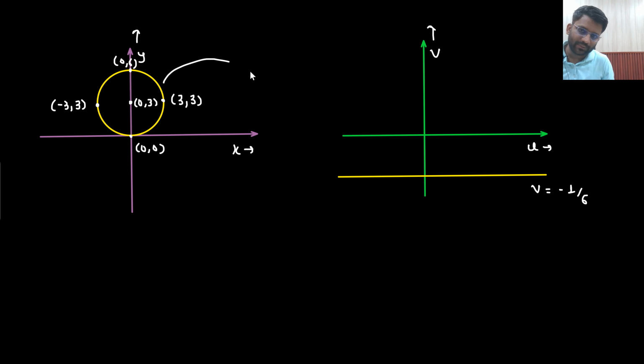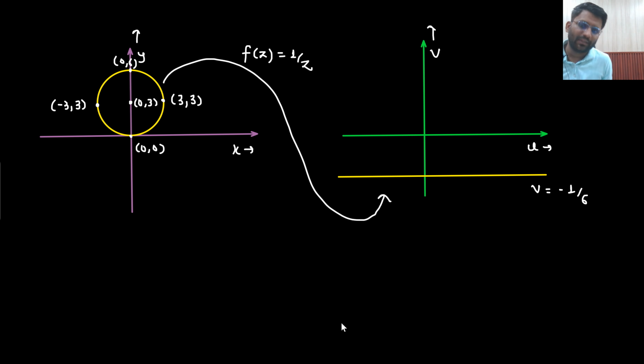So this circle has been plotted into a straight line under the influence of f of z equals 1 by z. Under the influence of f of z equals 1 by z, this circle has been plotted as a straight line, which is v equals minus 1 by 6. I hope you are able to understand.